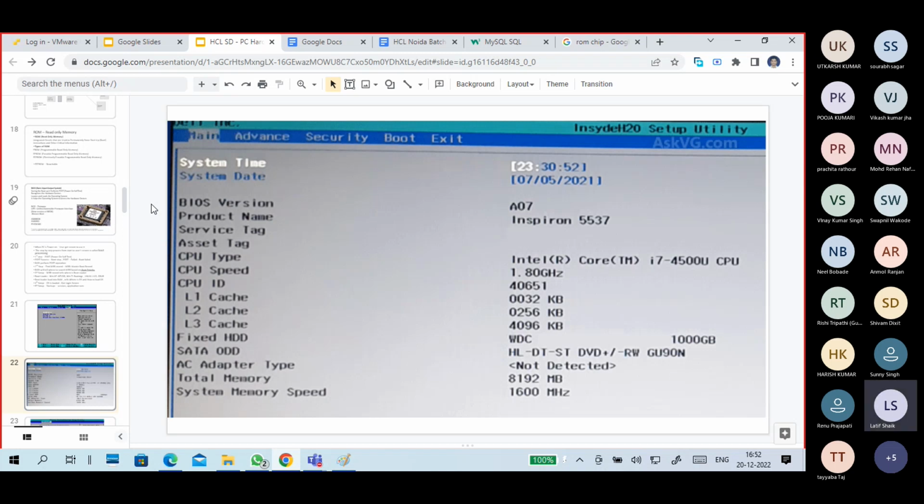SATA. SATA ODD means it is an optical drive, a DVD writer. Total memory means the RAM: total RAM size is 8 GB at 1600 megahertz. 1600 megahertz means it is a DDR3 model. This is one of the screens. BIOS settings can look different based on the BIOS manufacturer.